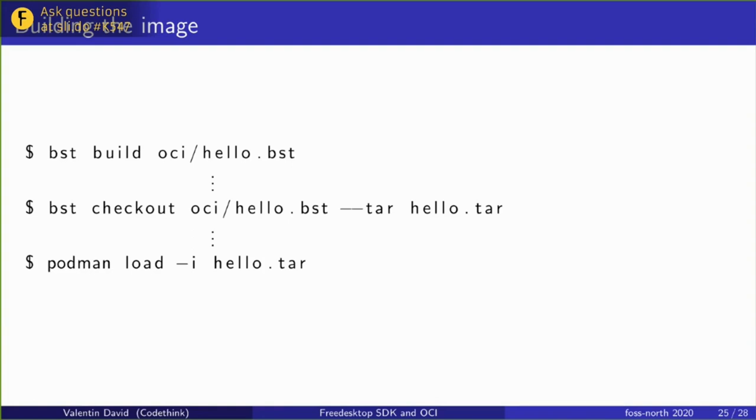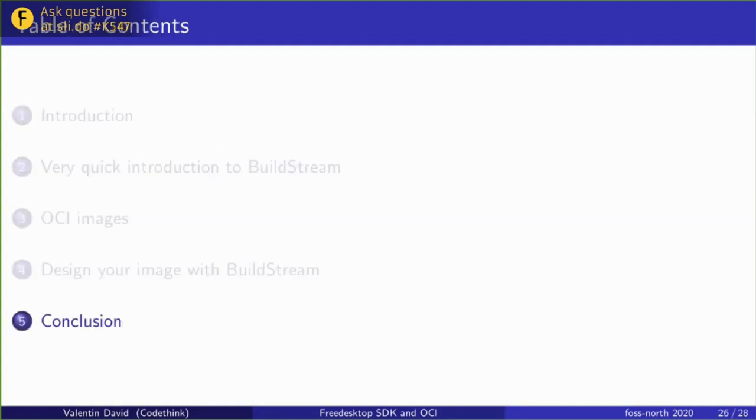This will be a reproducible build of your Docker image, and it will use the cache as much as it can. Then you can check out this OCI image with a checkout. And here, an extra option that we use is to say that we want to export it as a tar file. And this tar file can be loaded, for example, into Podman. And we have the OCI image imported in Podman that we can use and run.